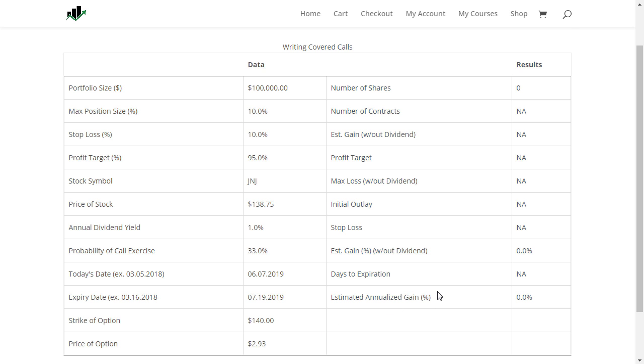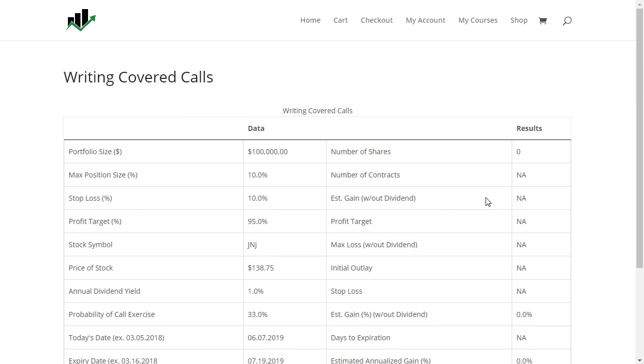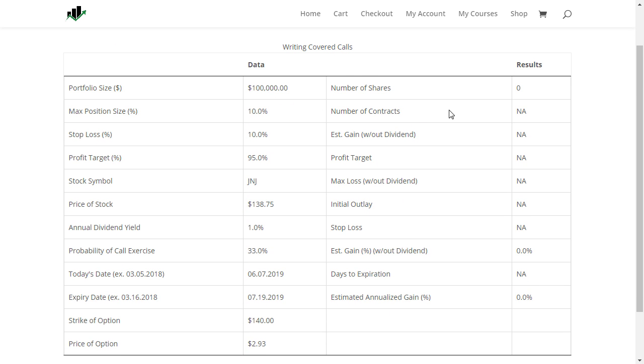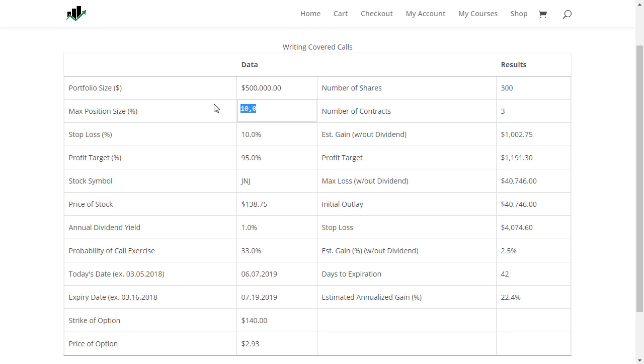It's telling us here that with a $100,000 portfolio, we can't actually enter this trade with the max position size of 10%. So let's increase the size of our portfolio. With a $500,000 portfolio, you can buy 300 shares and sell 3 contracts against it, and your annualized return is 22%, which is pretty good for a nice safe trade that you can repeat every 6 weeks.